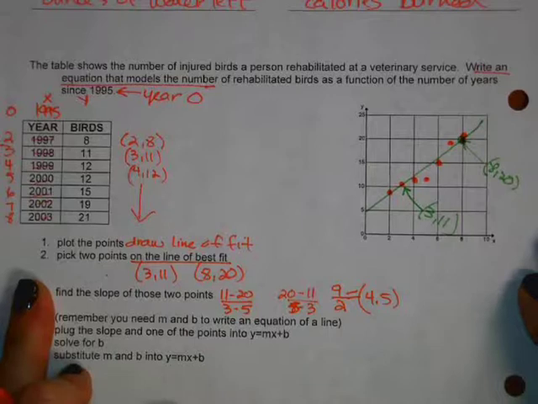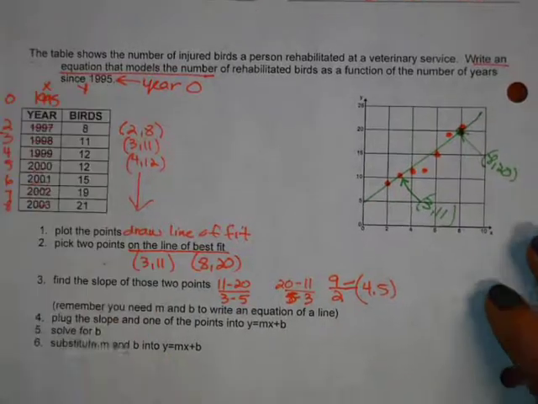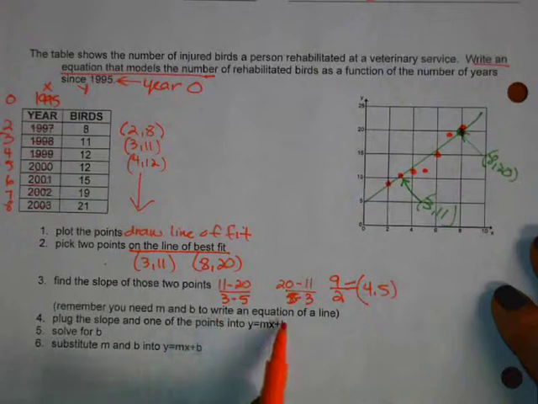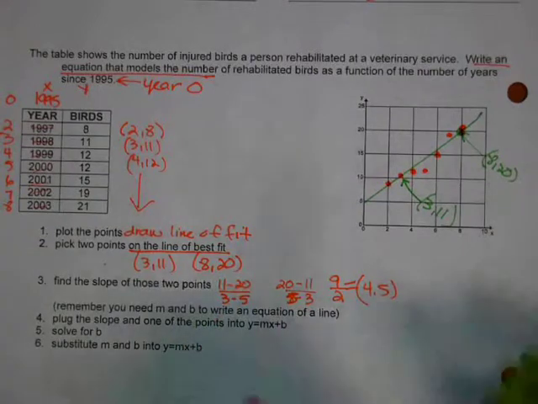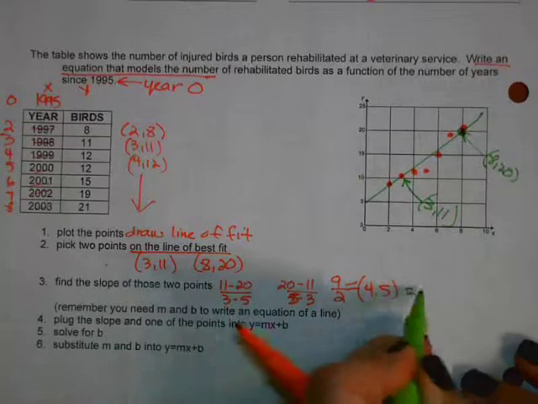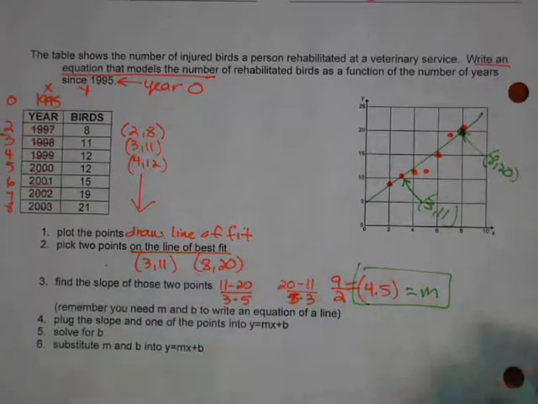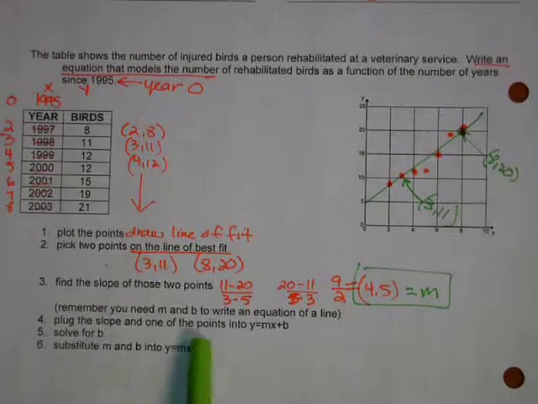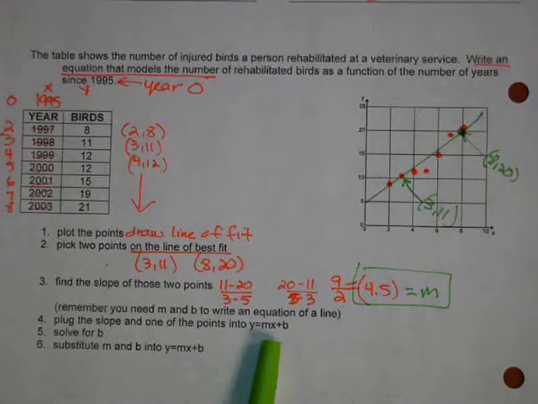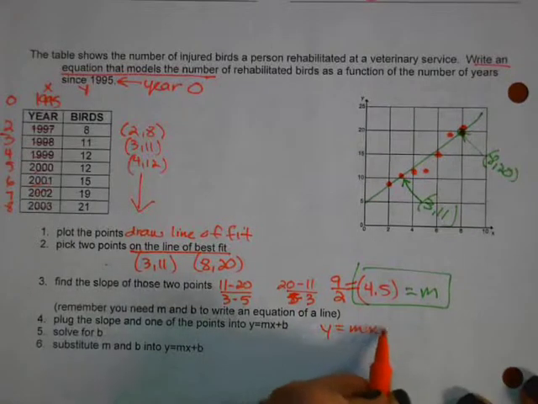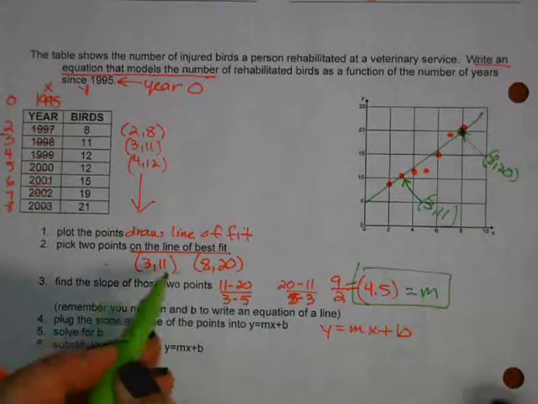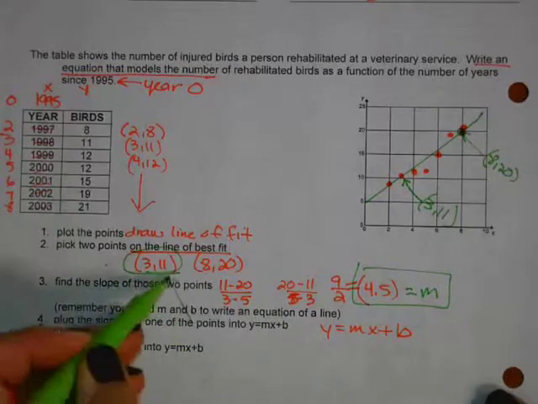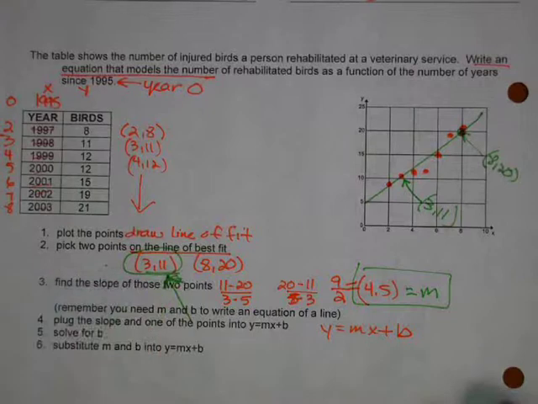All right. Remember, you need m and b to write the equation of a line. I have m right here, don't I? This equals m. That's my slope. I still need b. Plug the slope and one of the points into y equals mx plus b. You've done this before. Does anybody remember doing this? The slope and one of the points into y equals mx plus b. I'm just going to choose this point right here. And I have my slope here. Slope and one of the points.